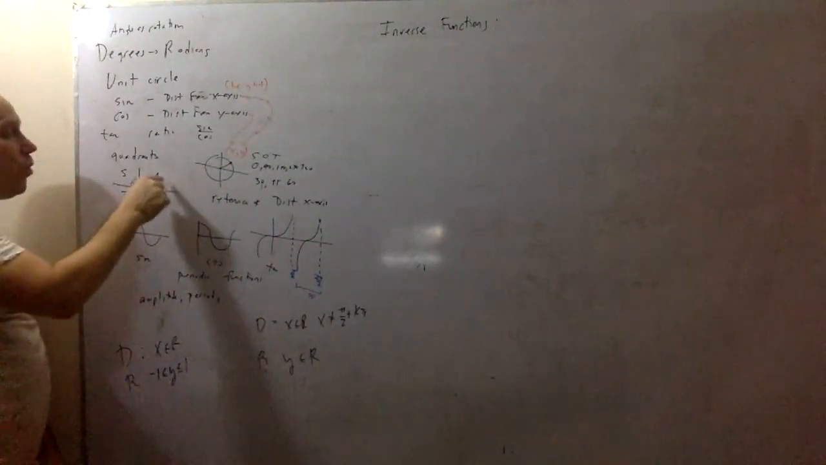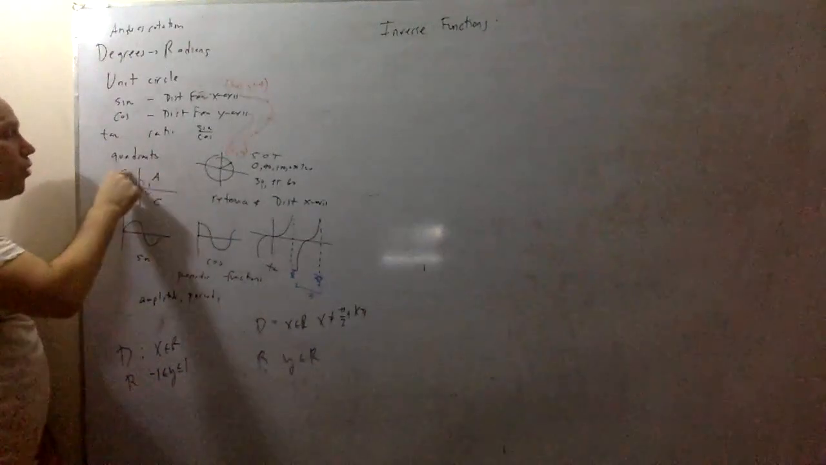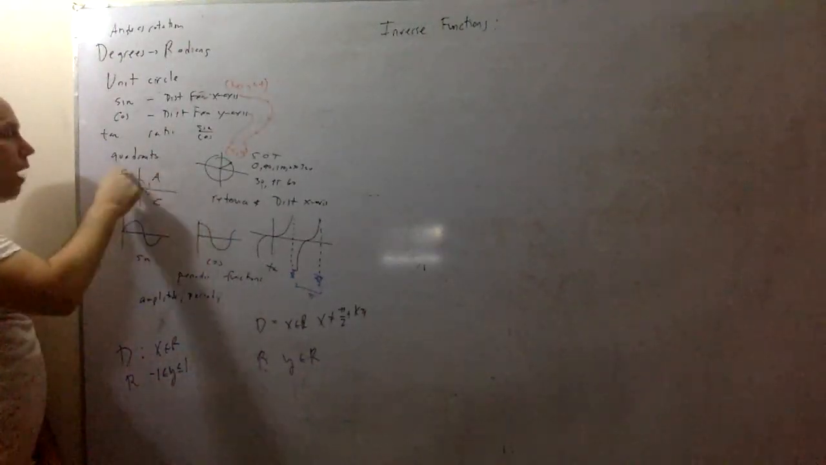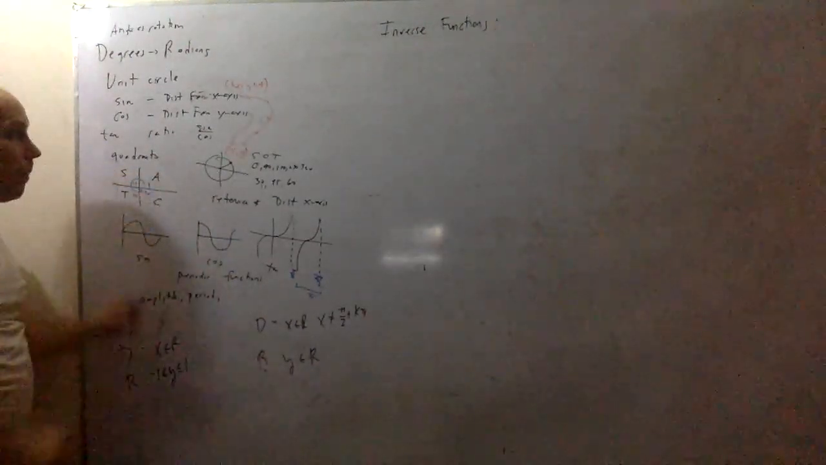So these tell you which ones are positive. All students take calculus: all, sine, tangent, cosine. These are the ones that are positive.